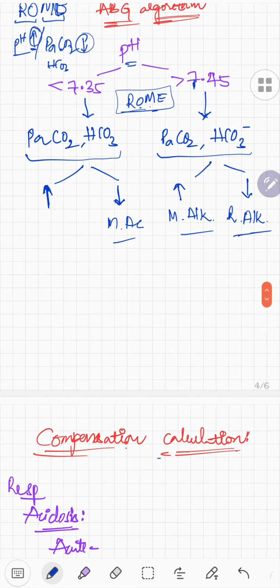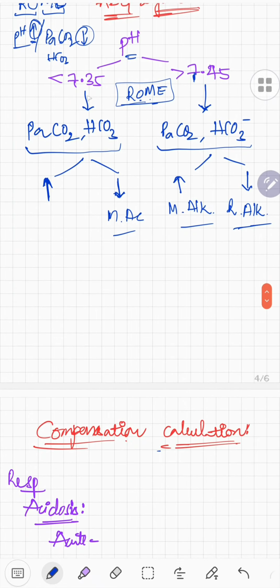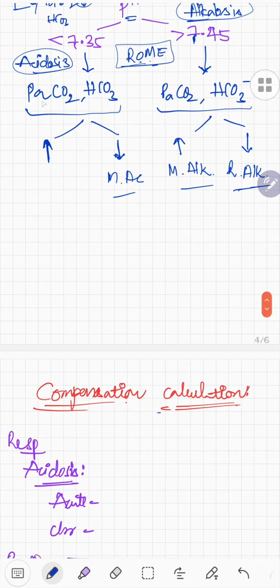ABG algorithm. After we get the report, we have to look at the pH. If the pH is less than 7.35, it is called acidosis. If it is more than 7.45, it is called alkalosis. After seeing the pH, we have to look at the PaCO2 and bicarb levels. If these two levels are increasing and the pH is decreasing, that means opposite, so it is a respiratory process, and the pH is reduced, that means acidosis. So it is called respiratory acidosis.